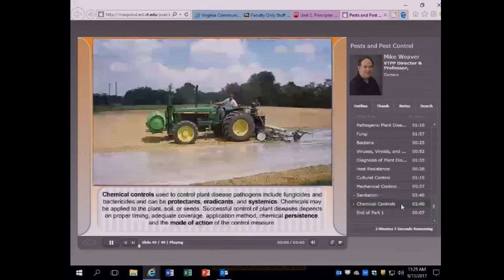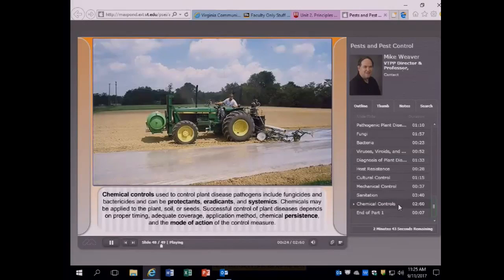Chemical control. Chemicals used to control plant disease pathogens include fungicides and bactericides, and sometimes we call the bactericides disinfectants. The general term fungicide is often used to describe pesticides that combat both fungi and bacteria, by the way. Some points that we need to make here.